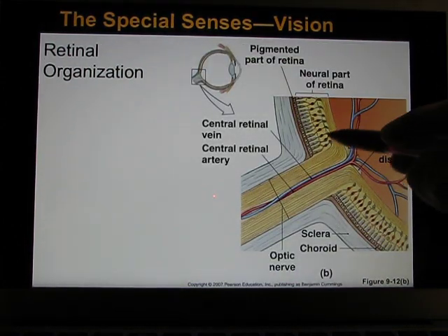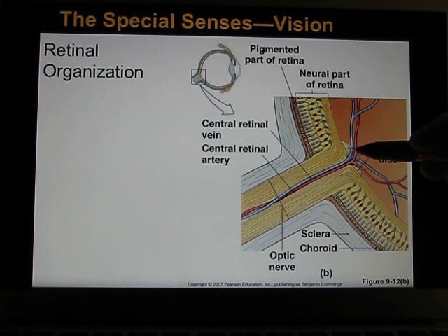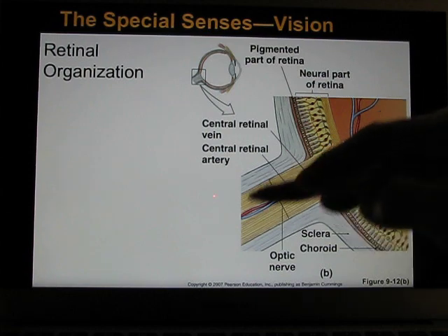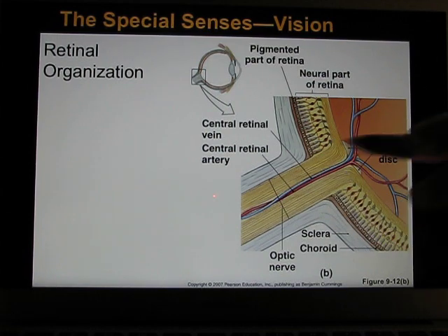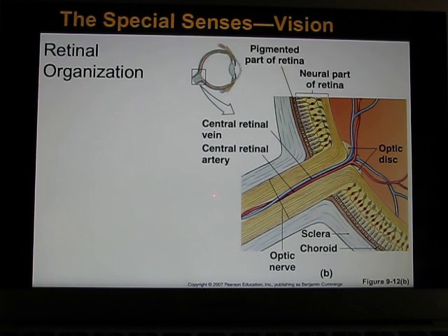This is where the optic disc, the blind spot, is located. That's where the blood vessels move in and out, and also where the nerve, cranial nerve number 2, moves out.